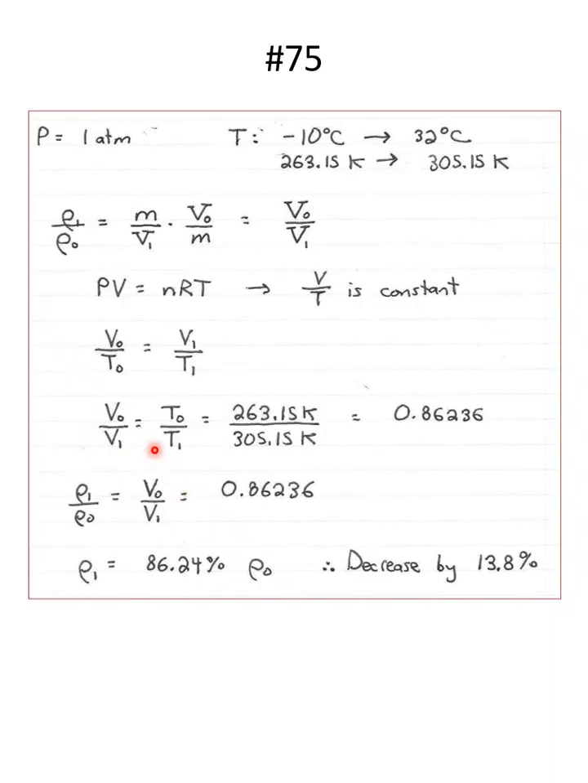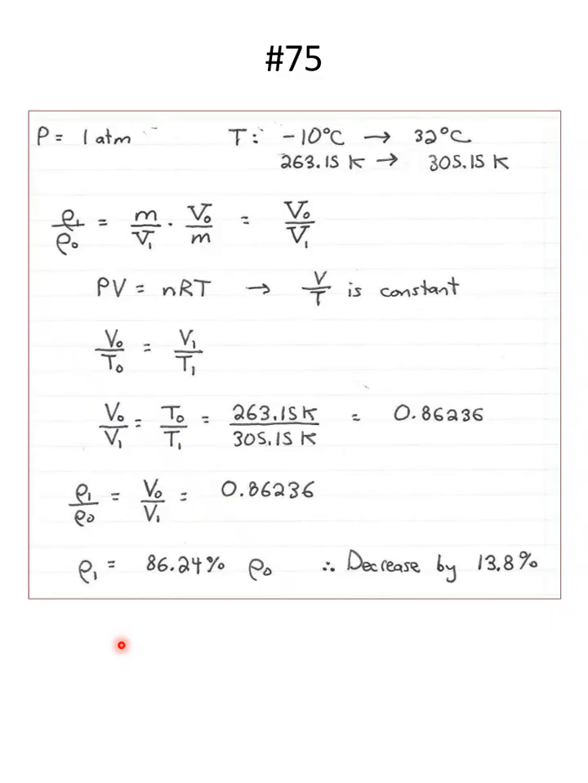Now, why am I doing that? Because up here, V naught over V1 is what I'm going after. This is going to give us the answer of the ratio of the densities. So V naught over V1 is T naught over T1. Plug in those temperatures in Kelvin, and we get 0.86236. That is the ratio. So the new density to the old density ratio is 0.86236, or we can say the new density is 86.24% of the old density.